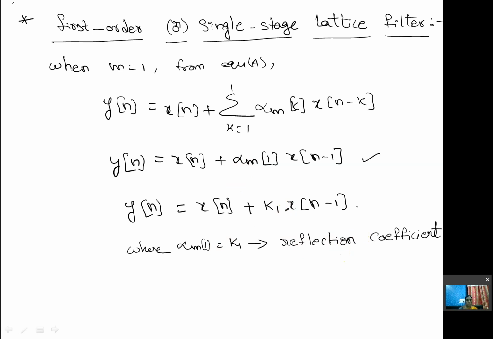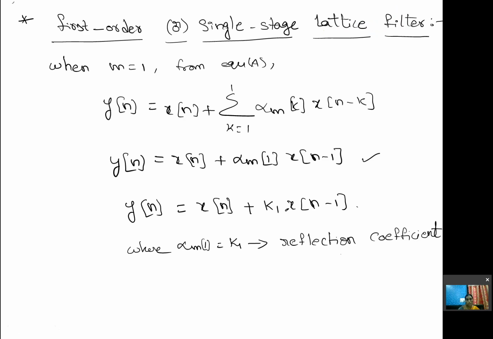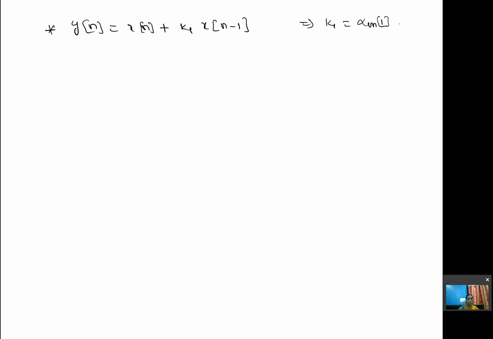So how can you realize this one? Okay, see this. What is the equation here? I am writing again, y of n is equal to x of n plus k1 x of n minus 1. K1 is here alpha m of 1. Am I correct? Yes, alpha m of 1.